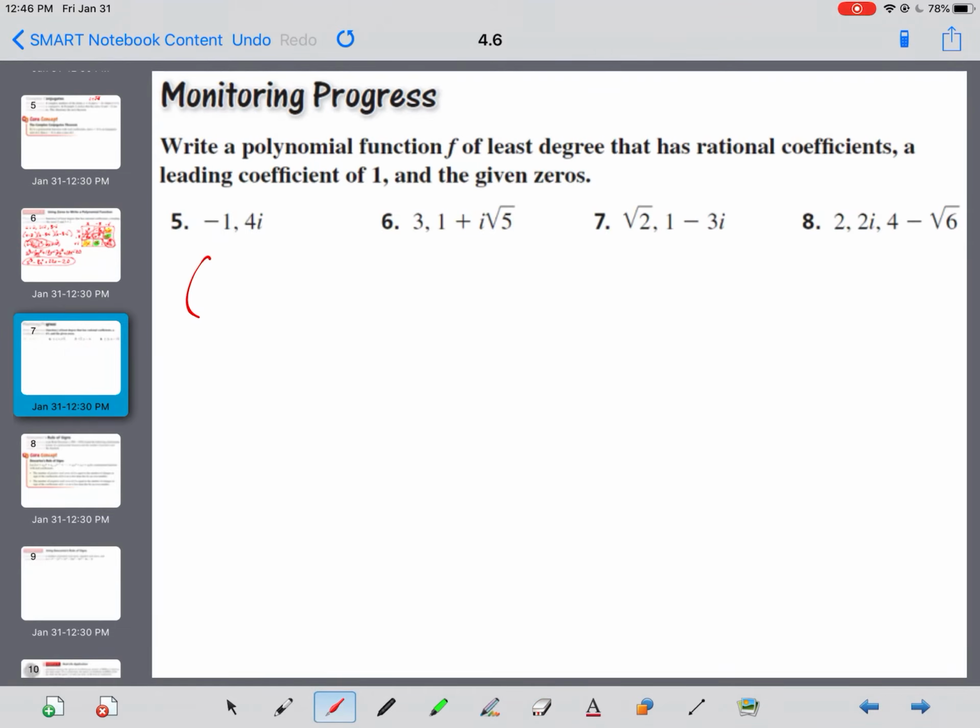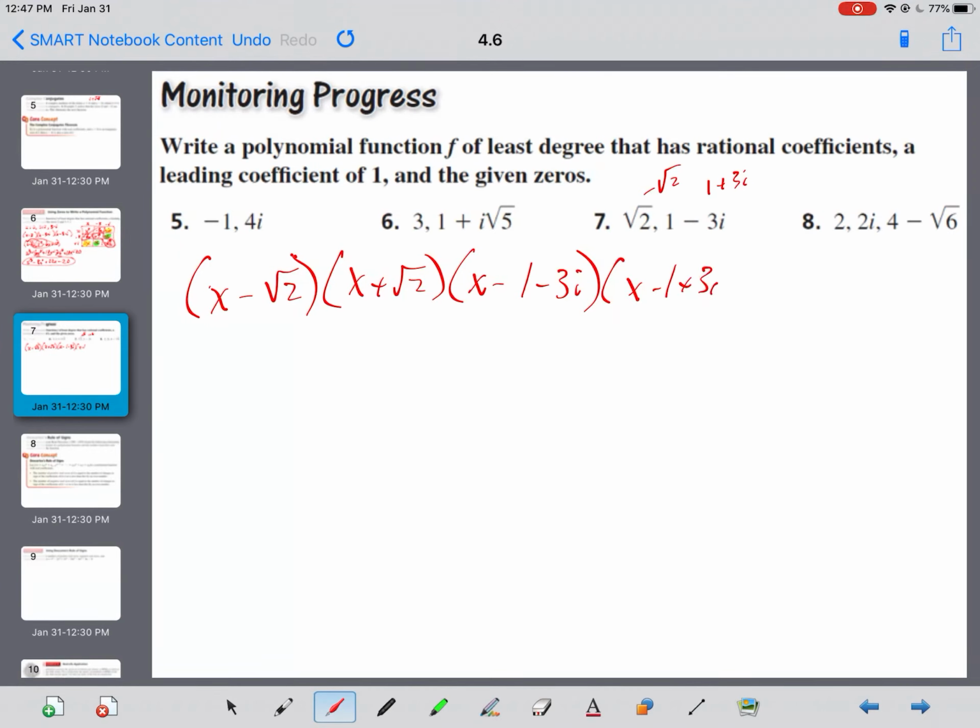All right, x minus the square root of 2. But if we have the square root of 2, we also have negative square root of 2. If we got 1 minus 3i, we also have 1 plus 3i. So it's got 4 whole pieces to do together. So x plus square root of 2 times x minus 1 minus 3i times x minus 1 plus 3i.